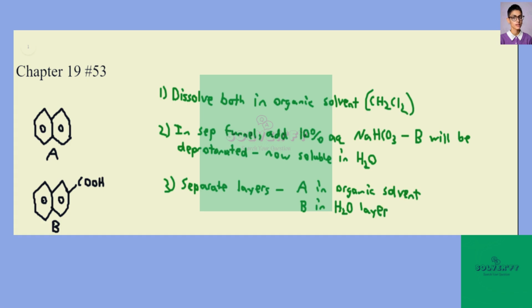And that's it. That's the steps for doing what's known as an acid-base extraction. We're taking advantage of the fact that one of these molecules can be deprotonated, which makes it soluble in water, where the other molecule will remain insoluble in water and soluble in organic solvent. Once we've done that, we can just separate those layers and we will get our two molecules separated. And that's the answer to Chapter 19.